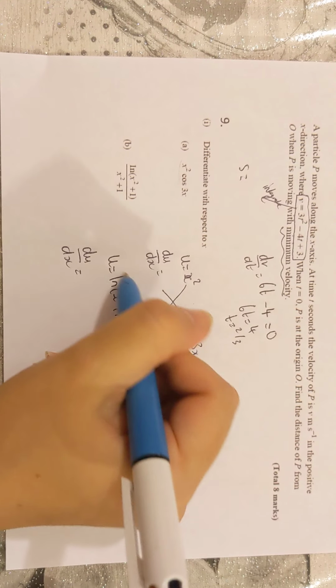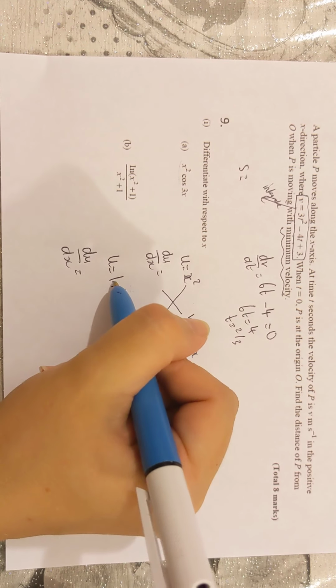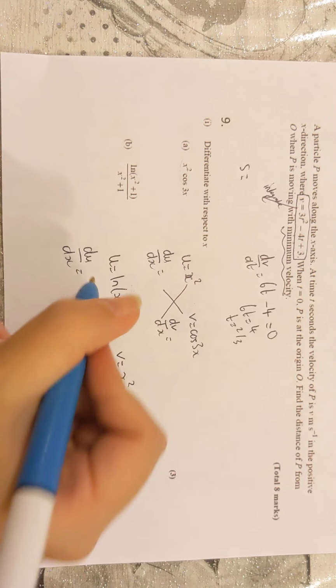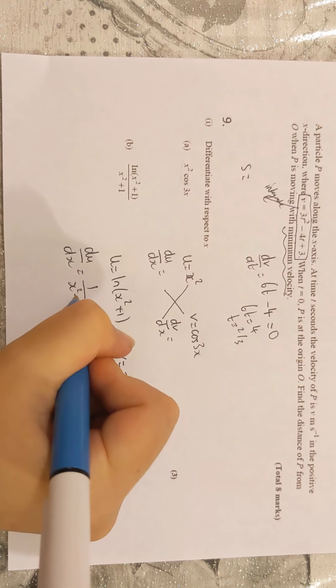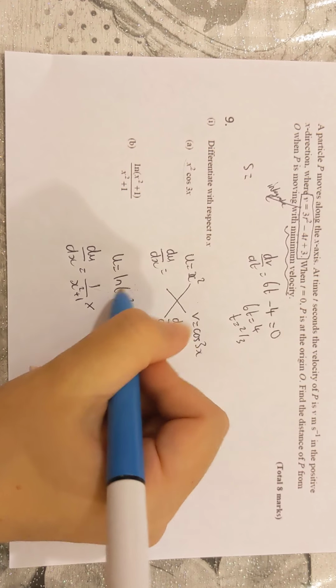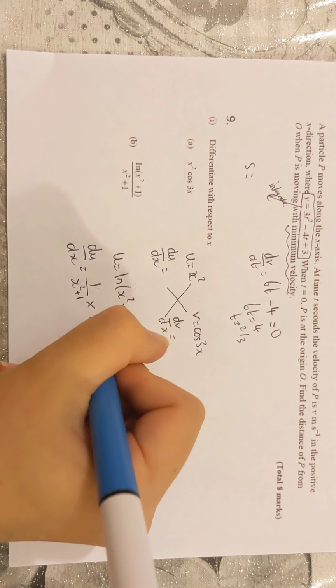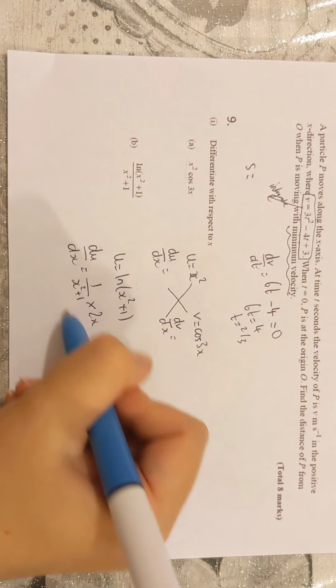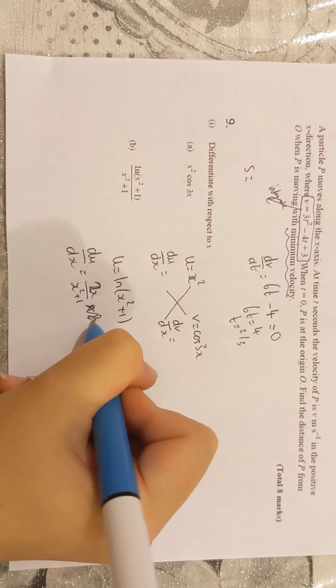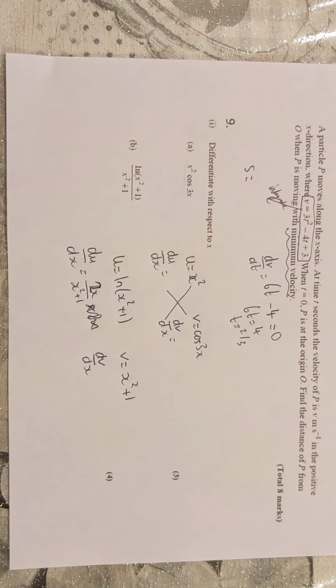This one you'd have to use the chain rule. So if it's ln of something, it would normally be 1 over that something. So it would normally be 1 over x squared plus 1. And then you times that by what you get when you differentiate the bracket here. So that would be 2x. So remember, when you times a fraction by that, it would just be the top bit. So it would just become 2x over x squared plus 1.